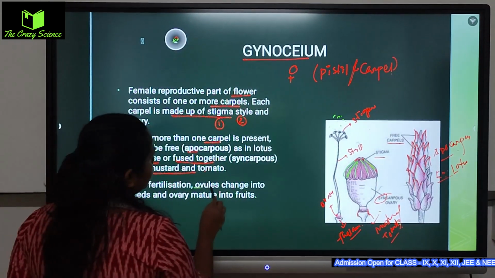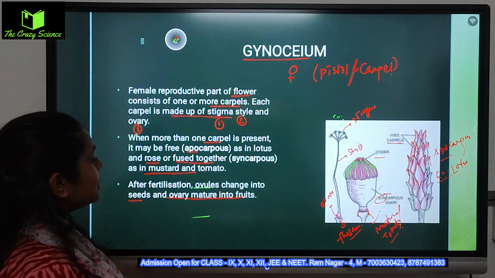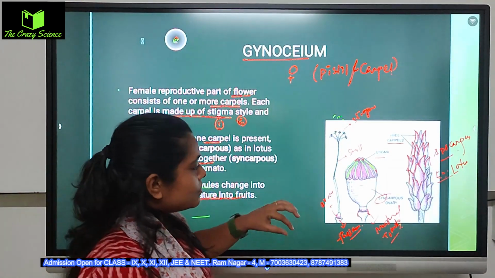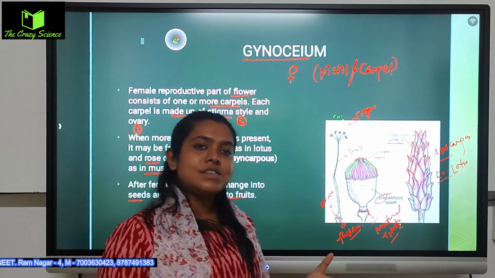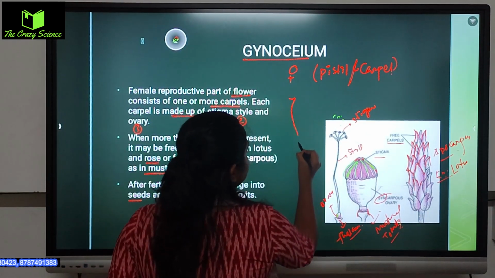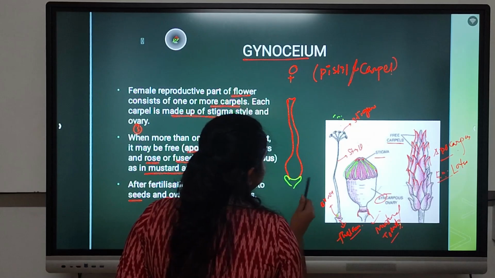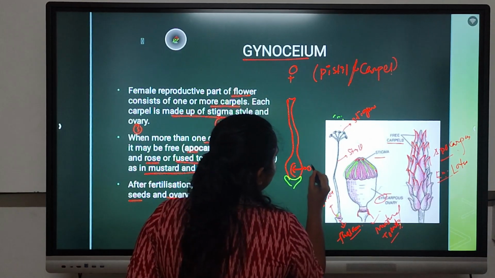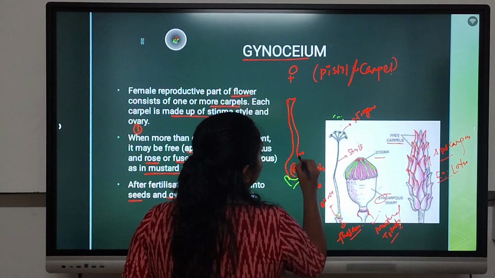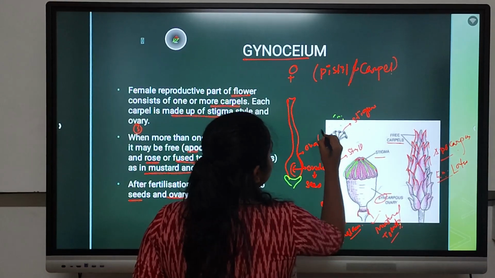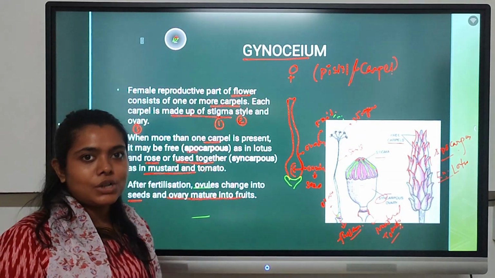So after fertilization, ovules change into seeds and the ovary matures into the fruit. So ultimately, what happens after this? The fertilization happens where the ovules are, so the ovule is converted into a seed, as I said, and the ovary, as I said, is a female part sitting on the thalamus. After fertilization, the ovule will be transformed into the seed, and the fleshy part of the ovary will be transformed into the fruit, the fruit we eat. Okay, this is how the entire structure looks.